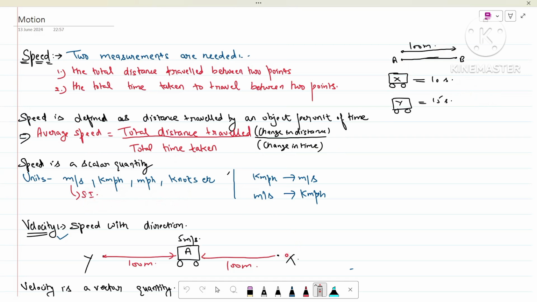But an important conversion that you need to keep in your mind is kilometer per hour to meter per second and meter per second to kilometer per hour. So when an object is moving at some speed, let's say the speed is given in kilometer per hour and you want to convert it into meter per second, then you will multiply the speed given in kilometer per hour by 5 by 18 and you will get your answer in meter per second. And for the conversion from meter per second to kilometer per hour, you will multiply it by 18 by 5.